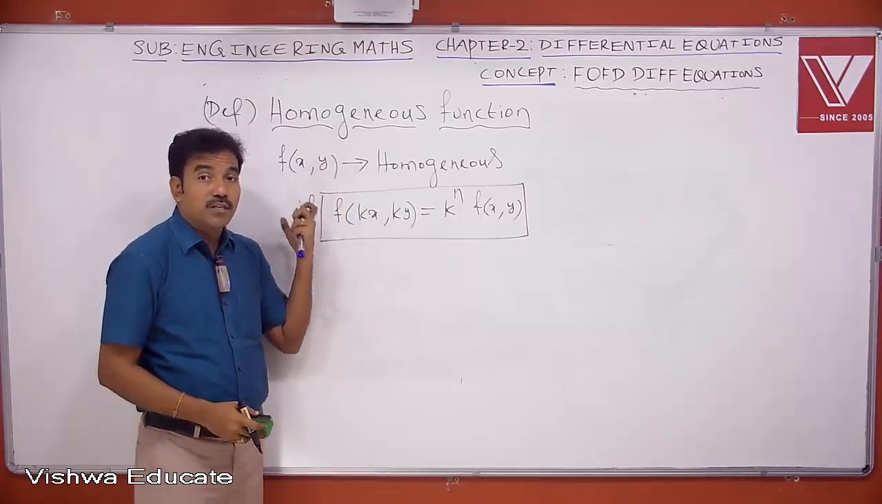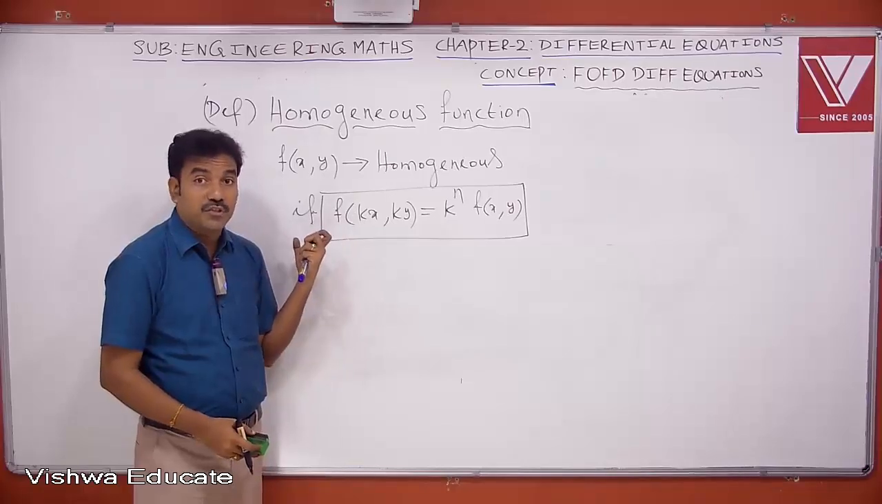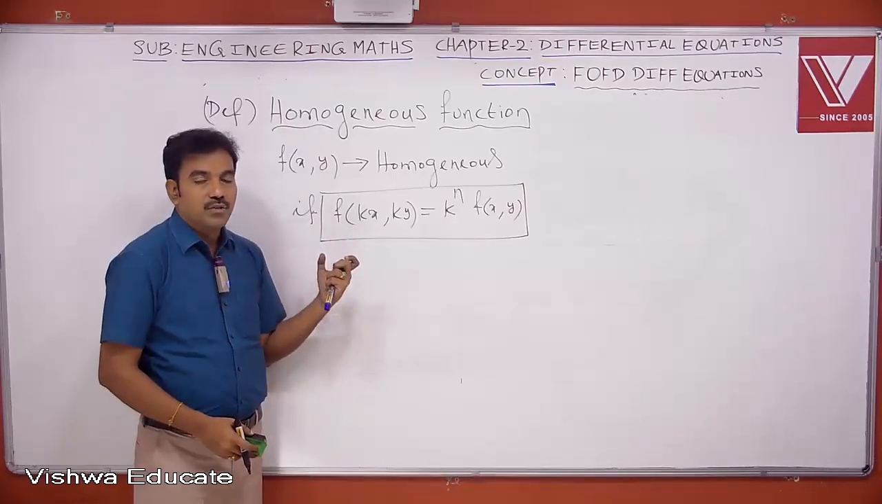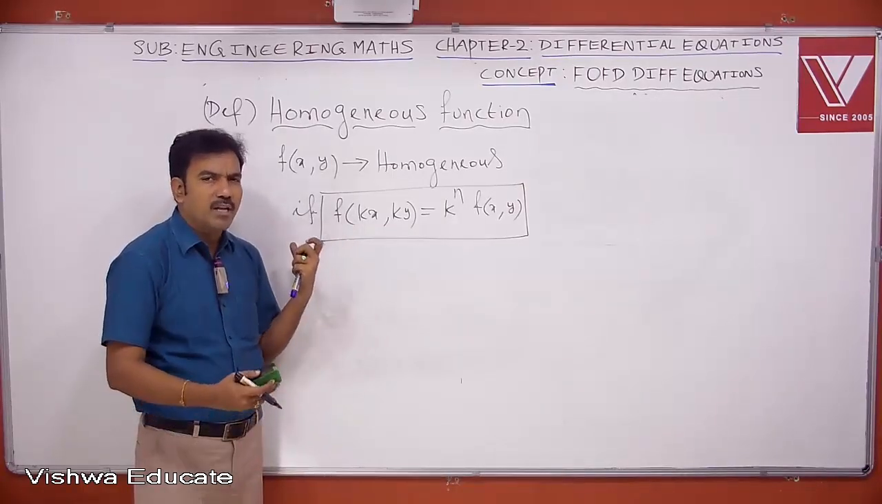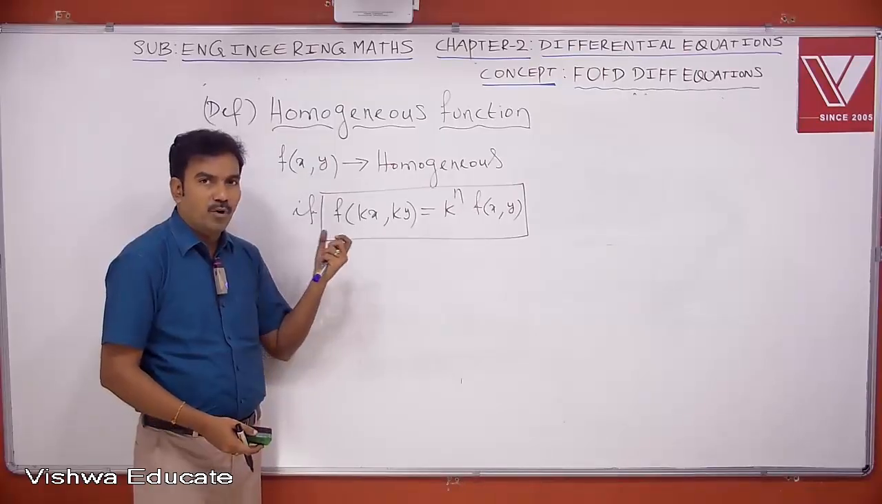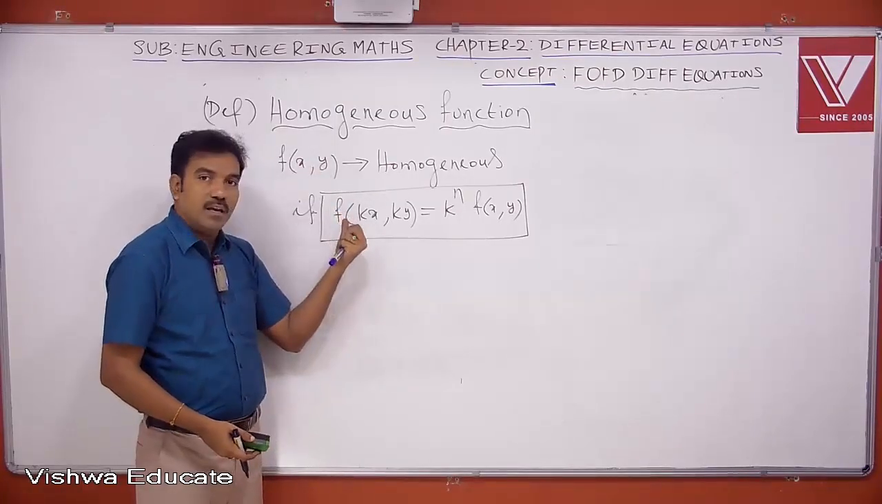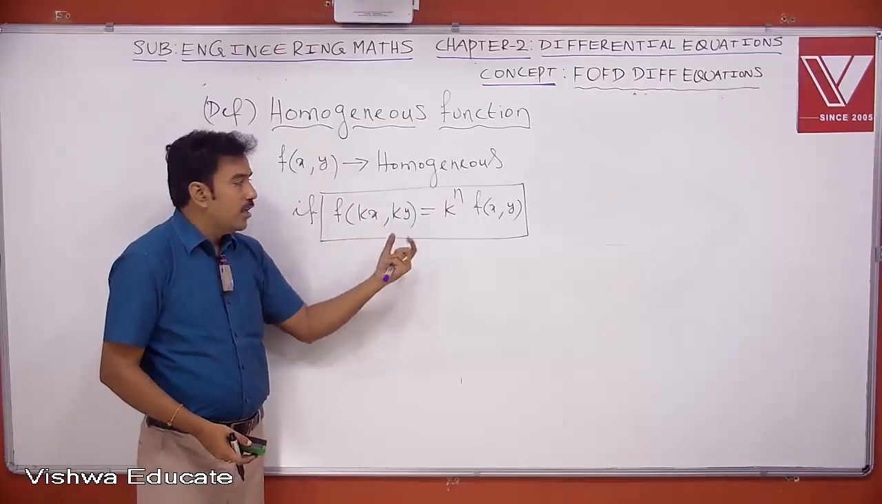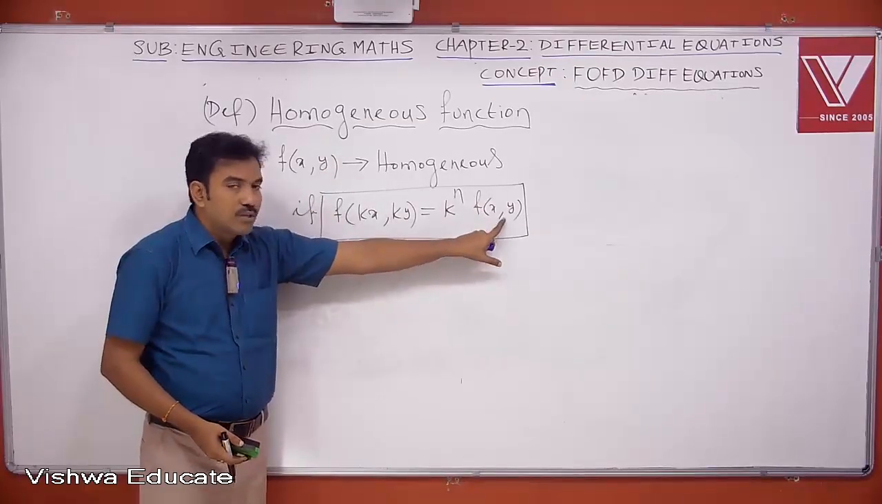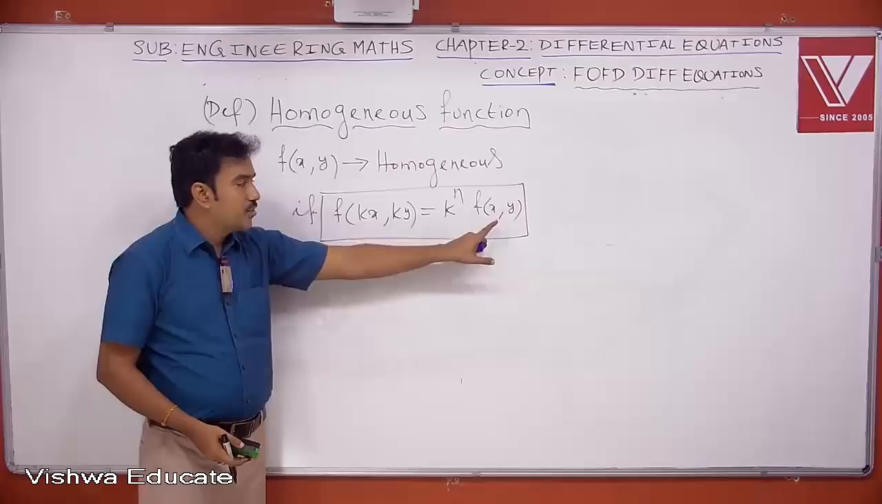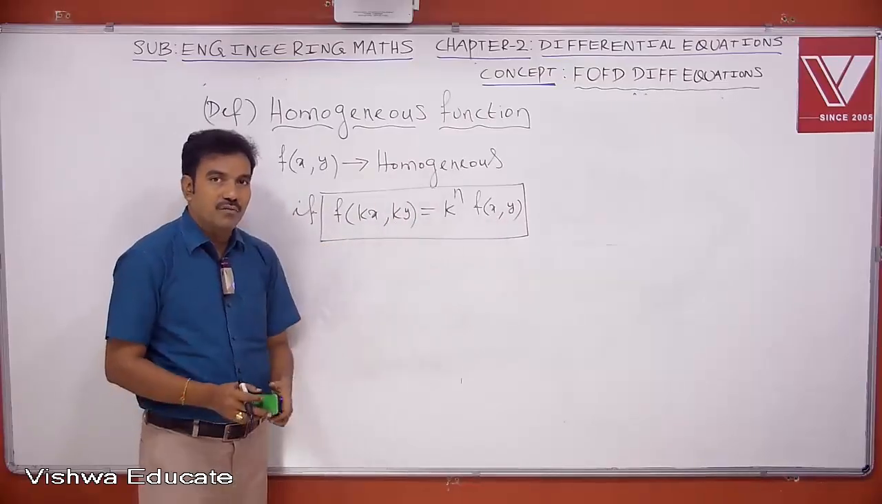One of the important properties of a homogeneous function is its degree. Because of the degree, we can have many properties. So when you replace x by kx and y by ky, you must get k power n into the original function. In that case, it is called a homogeneous function of degree n.